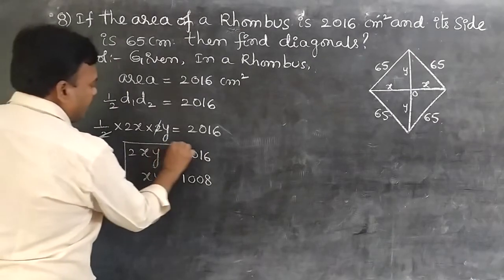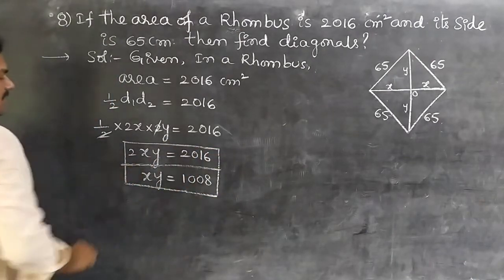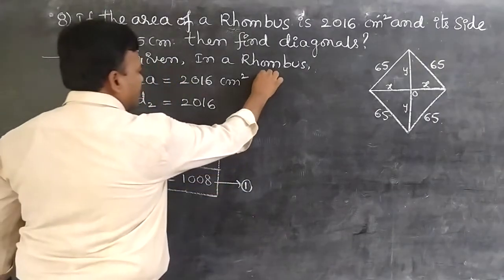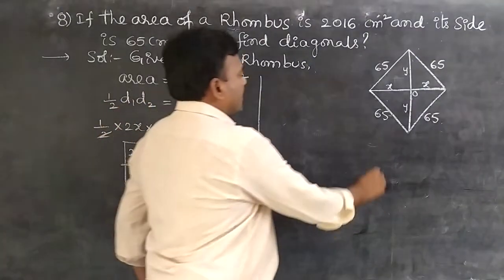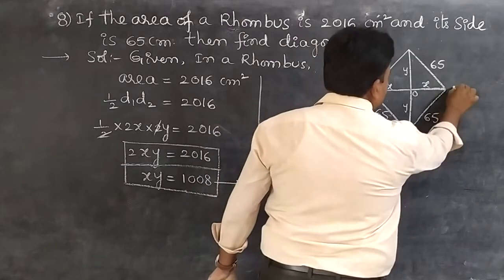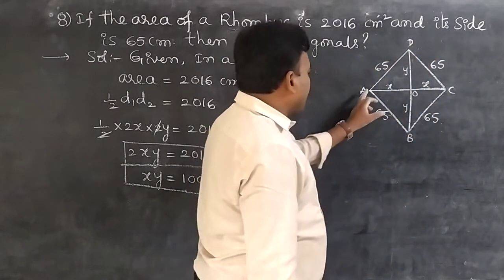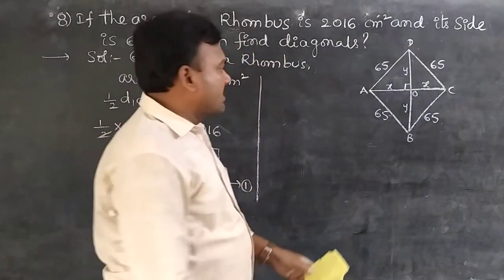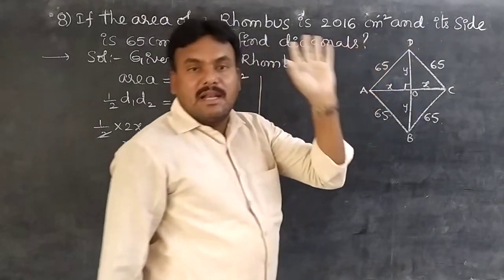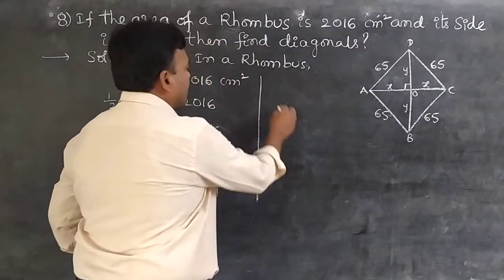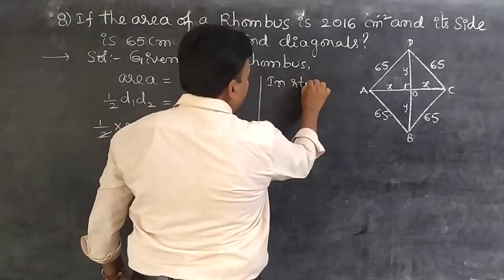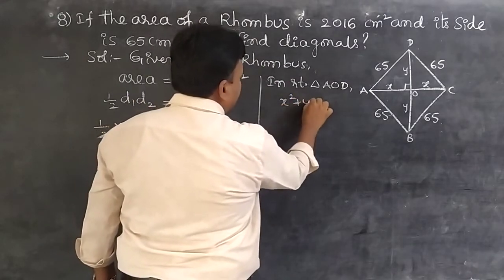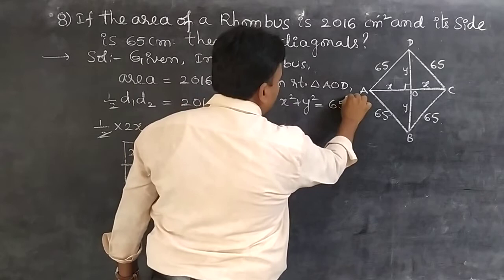So here we find 2xy along with xy. This is equation 1, students. Equation number 1. Now to the other side. If you take ABCD like this, in the right triangle, we know that diagonals bisect perpendicularly. That means angle AOD is a right triangle. So in right triangle AOD, x square plus y square equals 65 whole square.